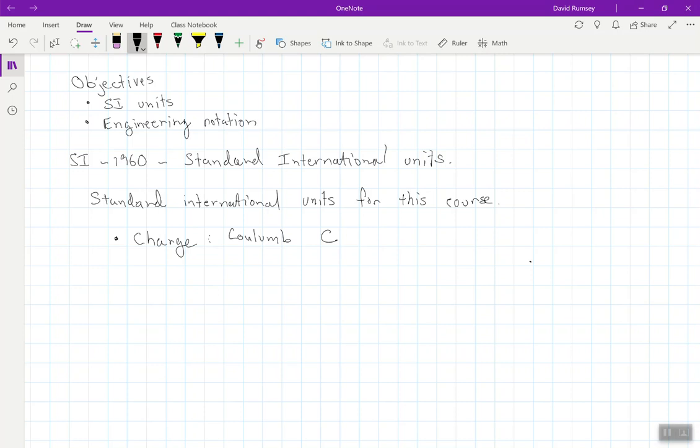Now we have to be careful that you don't think of this as temperature, and the easiest way to know it's not temperature is we don't have degree C here, it's just C for coulomb. We won't use coulomb too much in this course, but it is the foundation for everything dealing with electricity. And then we have the unit of current in a circuit. The unit for this is ampere, which we often just abbreviate as amp, and the letter we use for that is just a capital A.